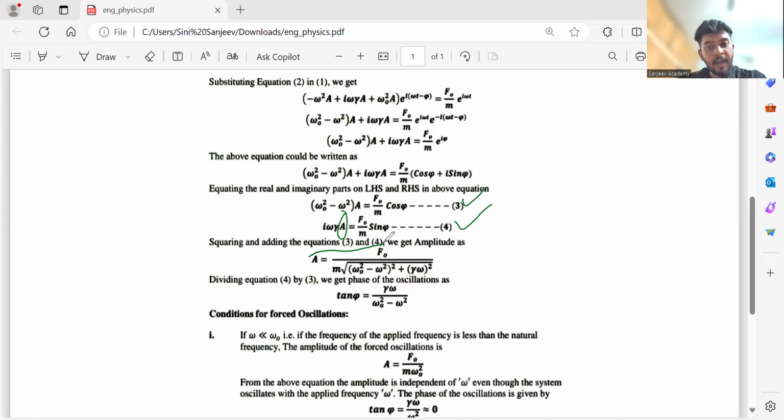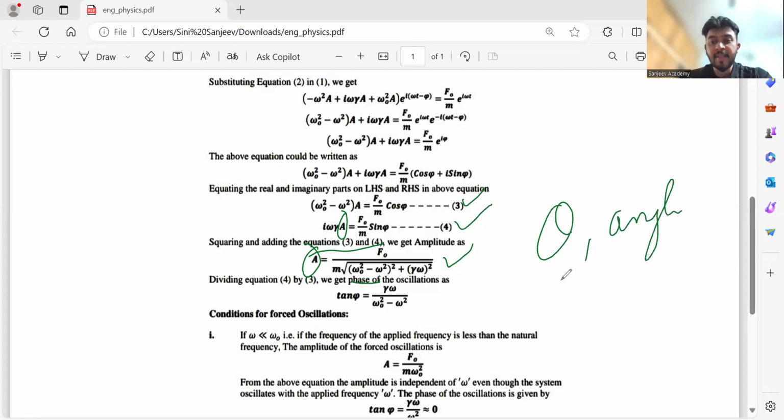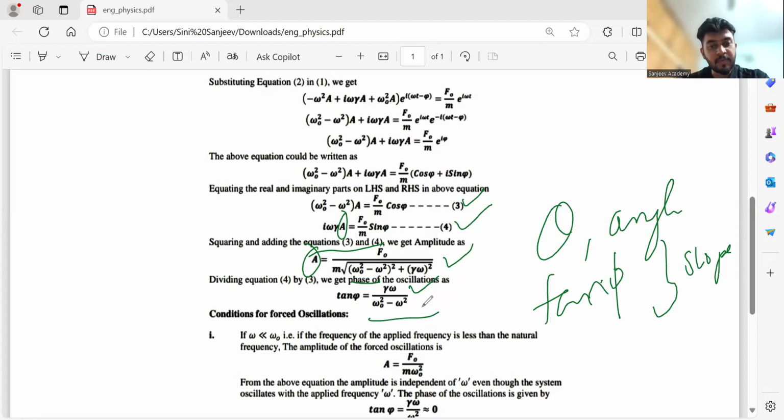If I square both the sides and add, I'll be getting this term. I have to find A, my amplitude, and the phase. Phase is nothing but theta, the angle. So basically I'll take tan theta or tan phi, because that is my slope. We get phase as tan phi equals gamma omega by (omega naught square minus omega square) respectively. That is my slope.